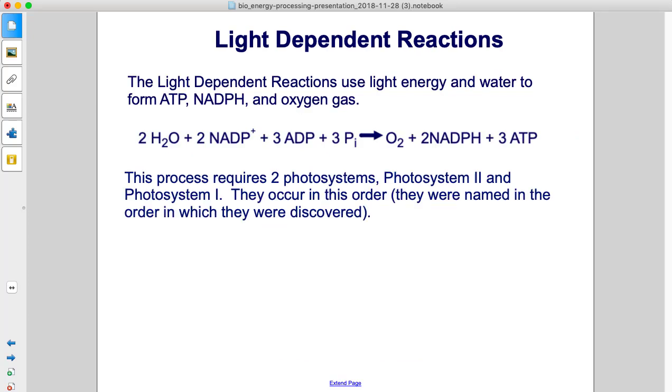The light-dependent reactions use light energy and water to form ATP, NADPH, and oxygen gas. This process requires two photosystems, Photosystem 2 and Photosystem 1. They occur in this order. They were named in the order in which they were discovered.